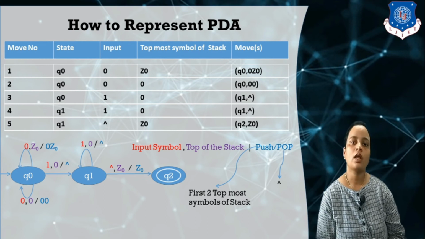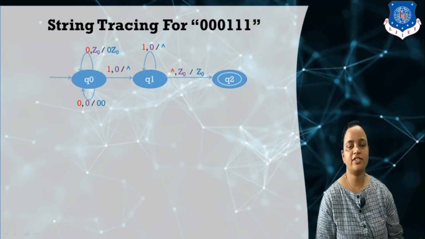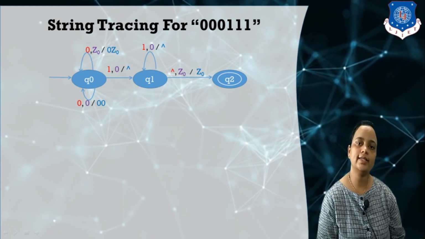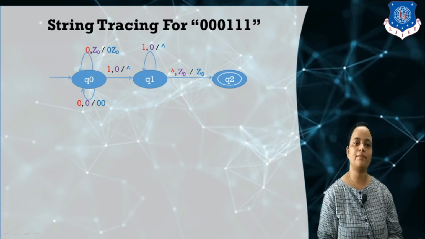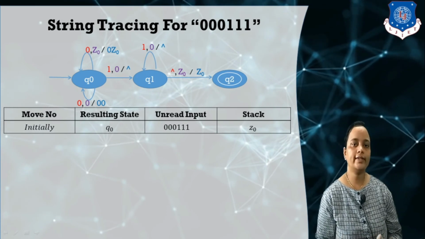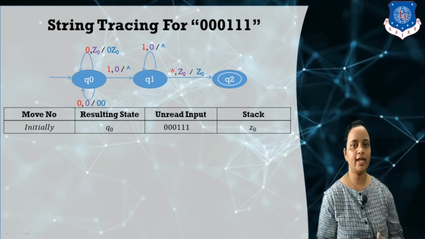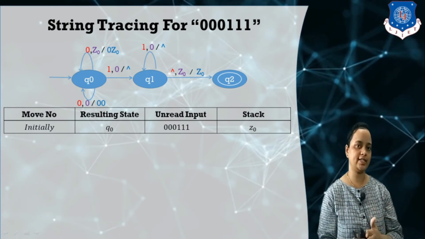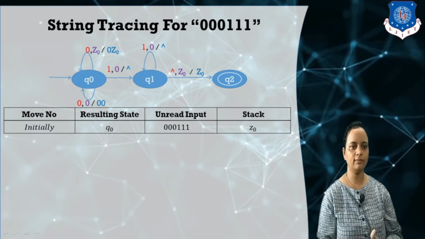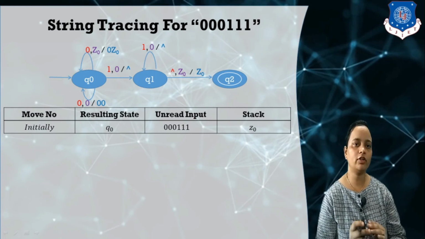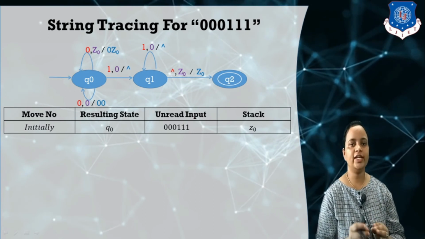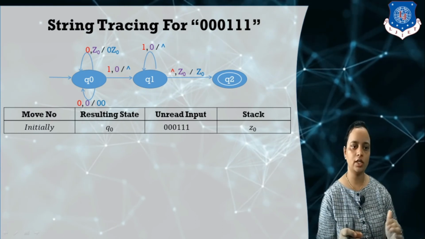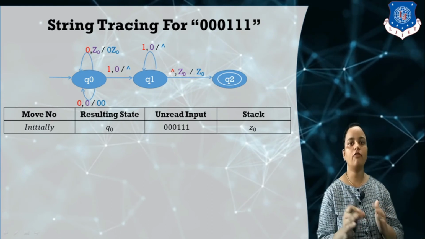Now consider how we can trace the strings. So here I have considered a valid string, and let us check whether this string is accepted or not. How can we know that this string is accepted? If at the end of the string we reach the final state, it means that this string is accepted by this PDA. Okay. So for tracing the string, we use a table which shows the tracing of this string. This table contains four columns.